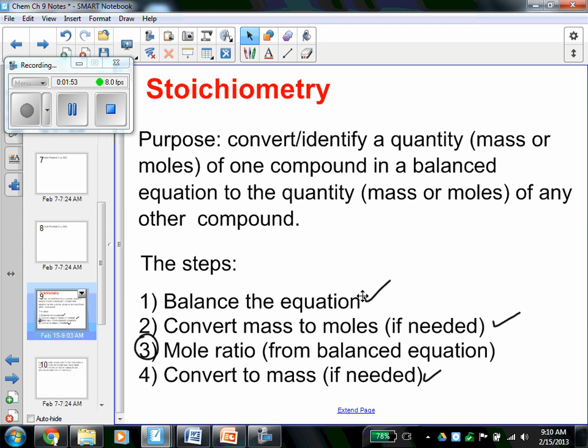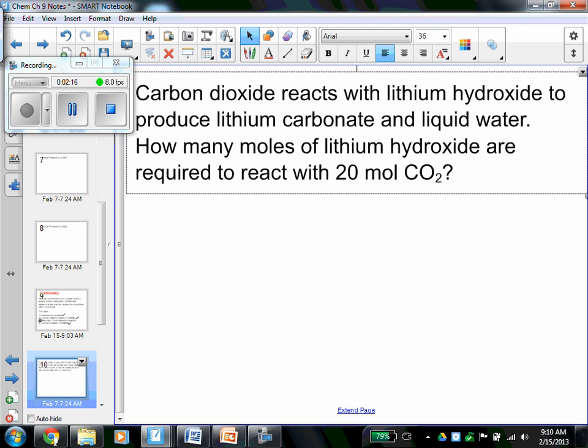And step number 3 says use the mole ratio, and the mole ratio comes from the coefficients of the balanced chemical equation. Let me say that again. The mole ratio comes from the coefficients of the balanced chemical equation. And finally, we're going to convert to mass, and that's if needed. And that's review too. If you're following the Holt book, that's typically around chapter 3 for most high school textbooks.